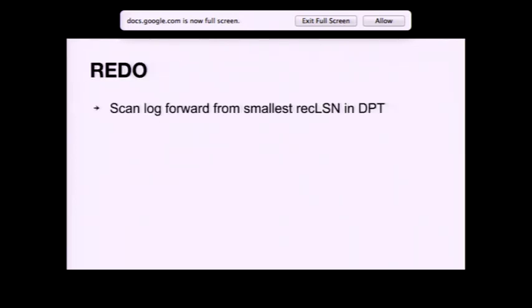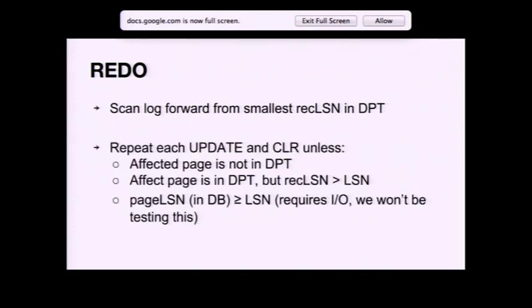Okay, let's look at the redo phase right now. We scan the log forward from the smallest rec LSN in the dirty page table. We're only concerned about updates and CLRs. For each record that's of one of those two types, we repeat it unless one of these conditions occurs. If the affected page is not in the dirty page table, that means that whatever operation was supposed to happen to it, well, it's not dirty anymore. So we don't repeat that. We don't actually make it dirty.